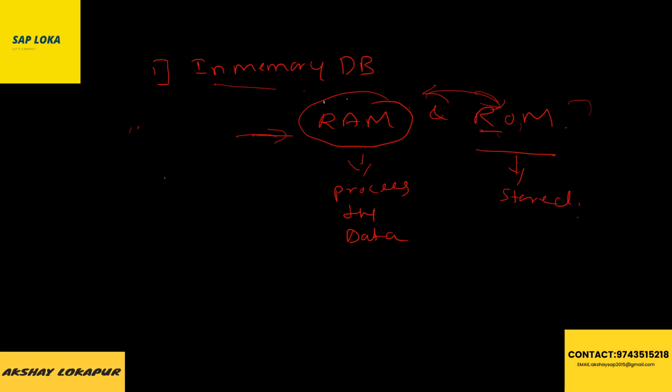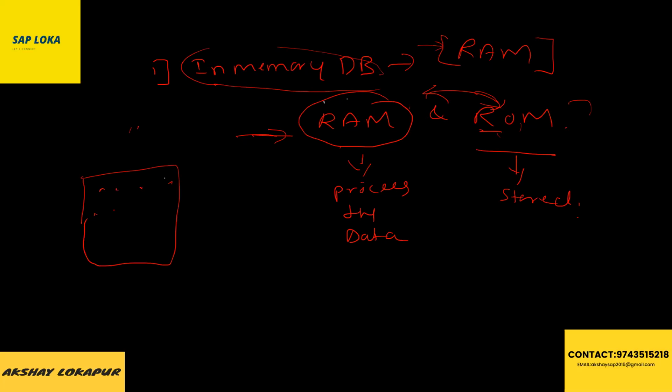So in an in-memory database, what happens? Both the processing and the storage happen only in RAM. Both things happen in RAM only. Processing happens in RAM and storage also happens in RAM only. That's why it is faster. If you see here, the data is stored like this in the in-memory database, column-wise.